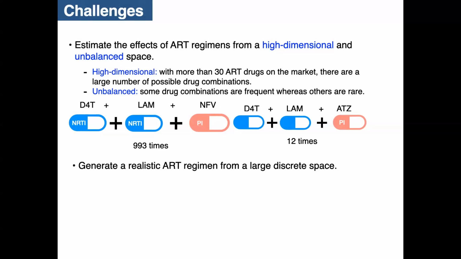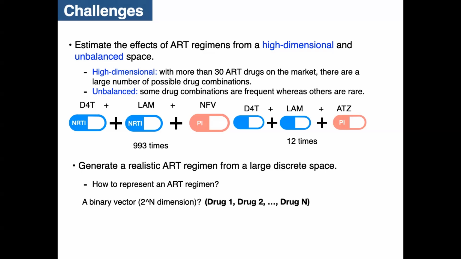And the second challenge is we need a way to generate a realistic ART regimen from a large discrete space. You can see here we have these drug combinations, right? Essentially, it's a combinatorial problem. You need to choose drugs from different drug classes. And the essential problem is how to represent an ART regimen.